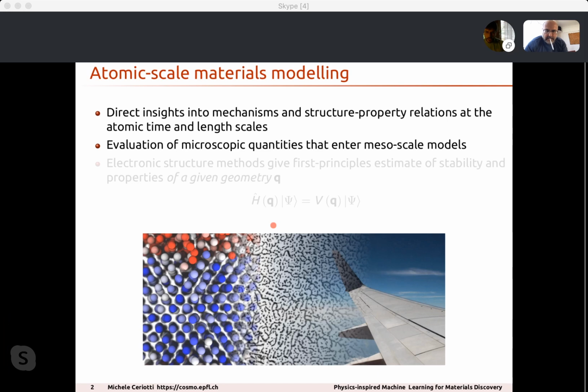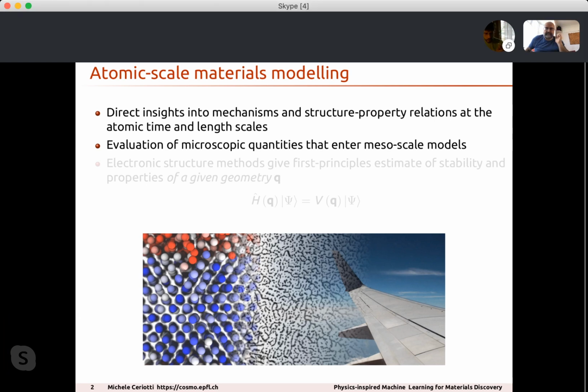So the general idea, at least the way I see materials modeling, being someone who is interested in modeling of materials at the atomic scale, is really to extract some direct insights into the structure-property relations that determine the behavior of materials in the end at the macroscopic scale. When you want to build something, you want to choose your material and decide how to process it. But all the multi-scale modeling that allows you to make a prediction on how a certain material will behave when you build the wing of a plane eventually rests on properties that can be computed at the microscopic scale.